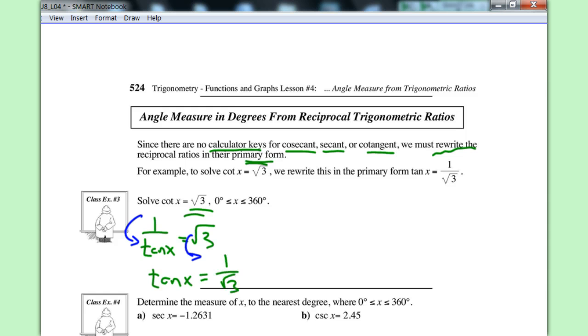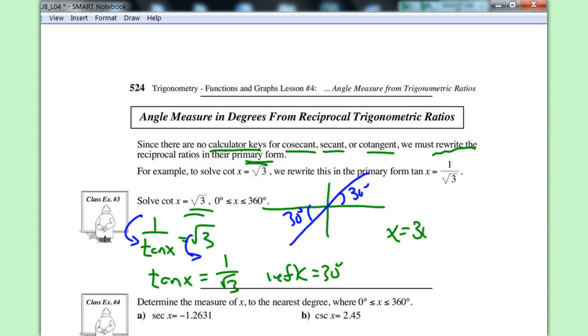Now I simply go through the same steps I have in all the other questions. That's obviously a positive value. Tangent is positive in quadrants 1 and 3. I need to find my reference angle. My reference angle for 1 over root 3 turns out to be 30 degrees. If I put a 30-degree reference angle in quadrant 1 and a 30-degree reference in quadrant 3, I end up with two possible answers of x equals 30 degrees and also 210, right?